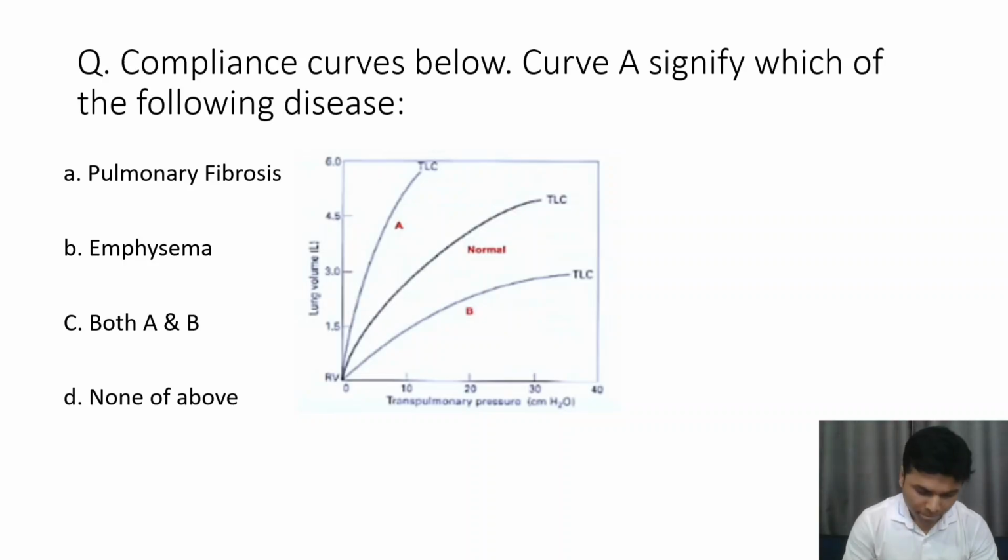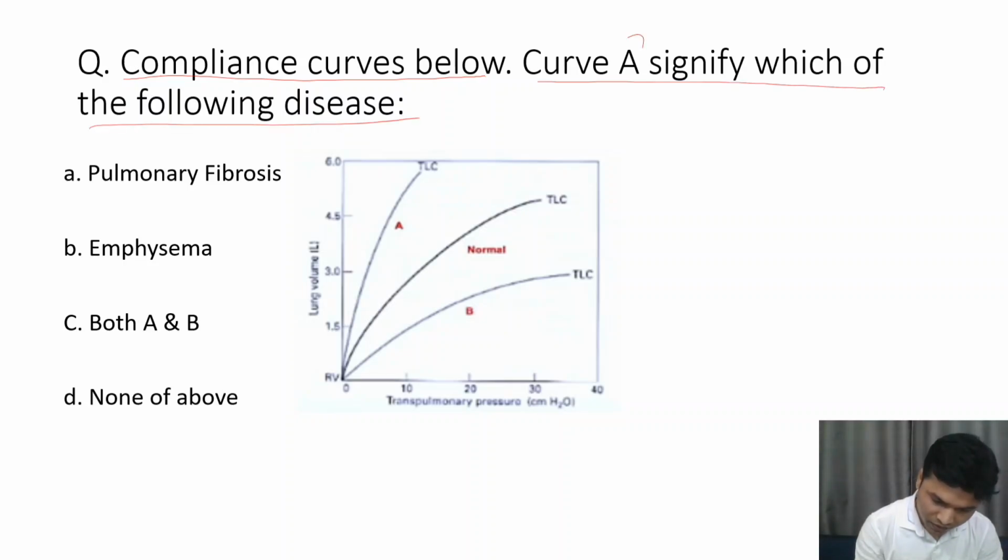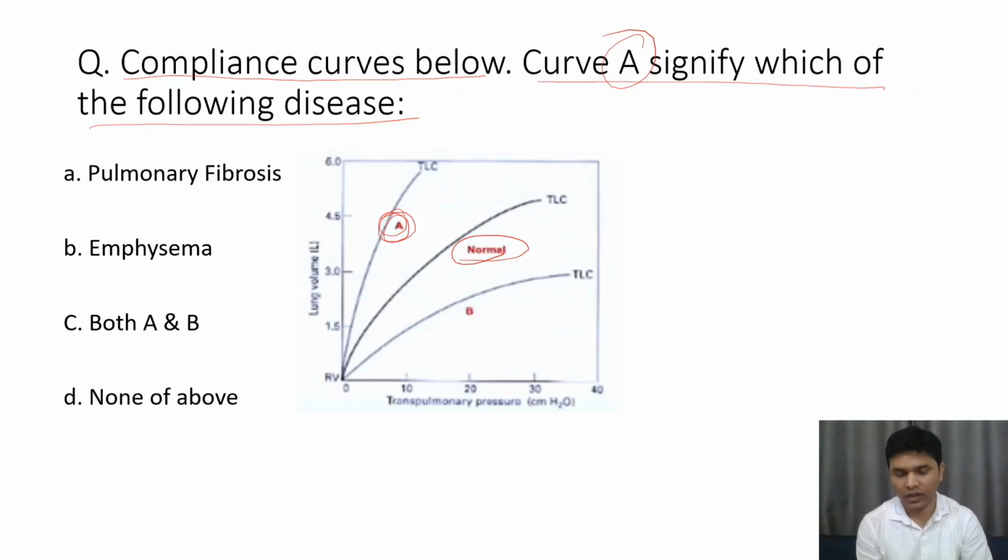So here the question is about the compliance curve below. A curve, curve A, signifies which of the following diseases? So curve A is this one. This is the normal curve, clearly mentioned here, and this is curve A. We are looking for what curve A is. So the answer is: pulmonary fibrosis, emphysema, both A and B.